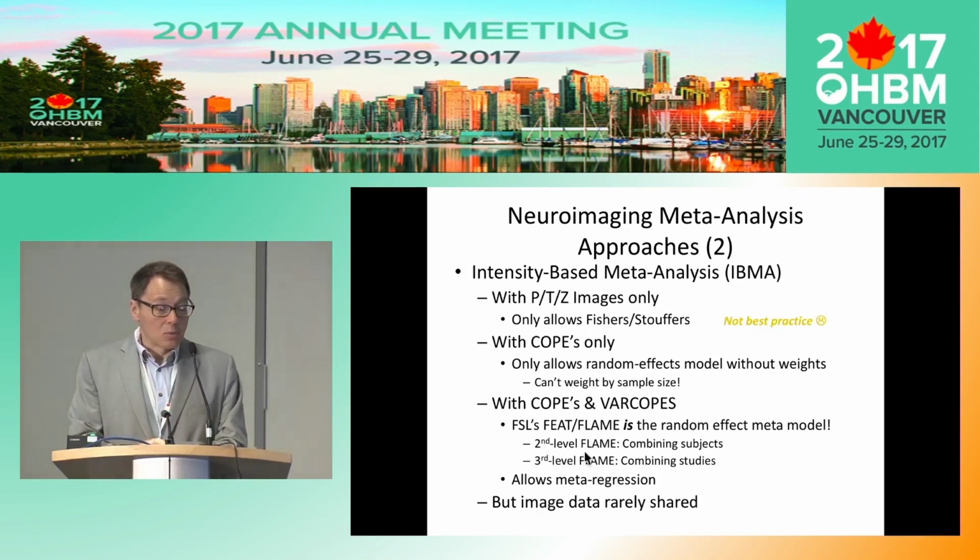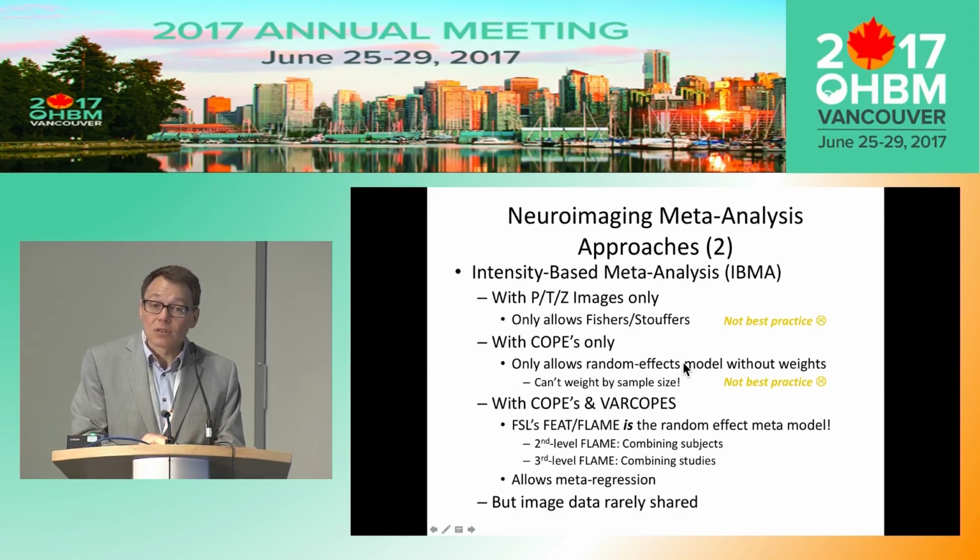So what could we do? Well, we could combine the T-map images, if you had them, using one of Fisher's or Stouffer's methods, but that's not the recommended method. If you had the contrast of parameter estimates, the contrast images, you could analyze those in a regression analysis, but that's not good because you're not accounting for the different study sizes that created those contrasts. Something better would be to use both the contrasts of parameter estimates and their variances.